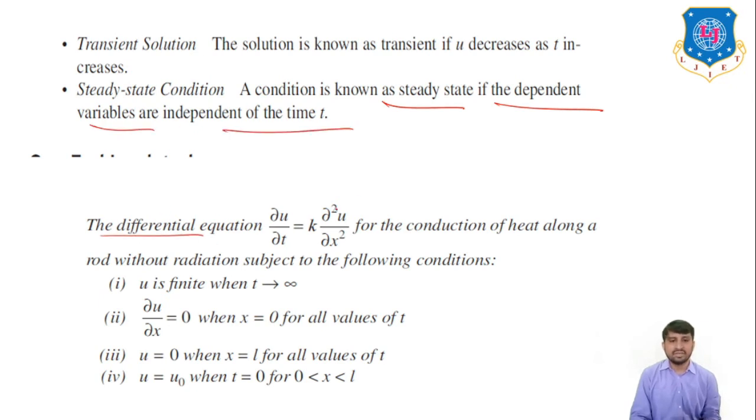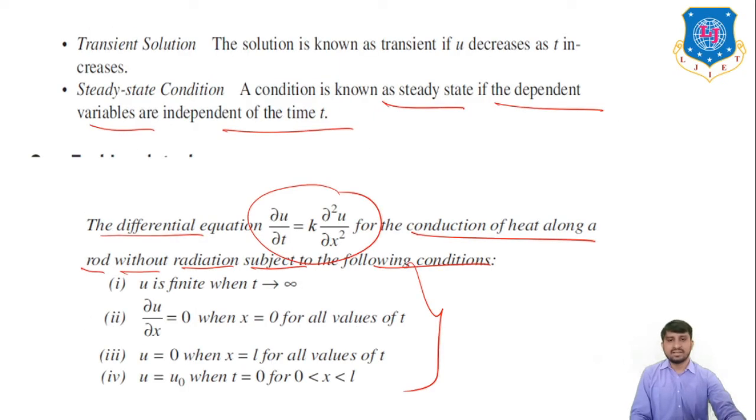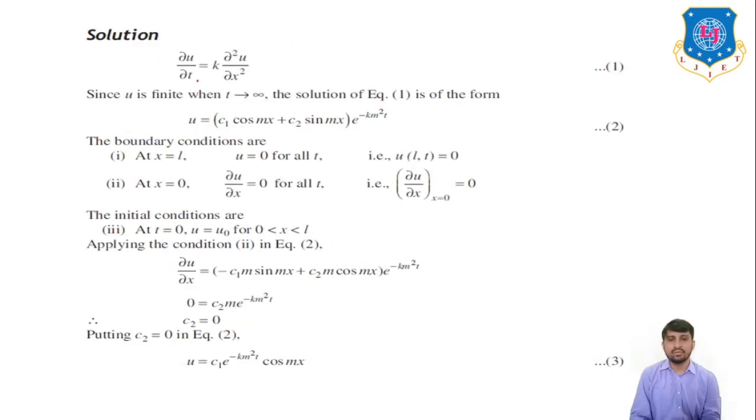And the differential equation, this del u by del t is equal to k into del square u by del x square, for the conduction of heat along a rod without radiation, subject to the following conditions. So these are the conditions that you can understand. And now this is the example. So the solution: del u by del t is equal to k del square u by del x square.